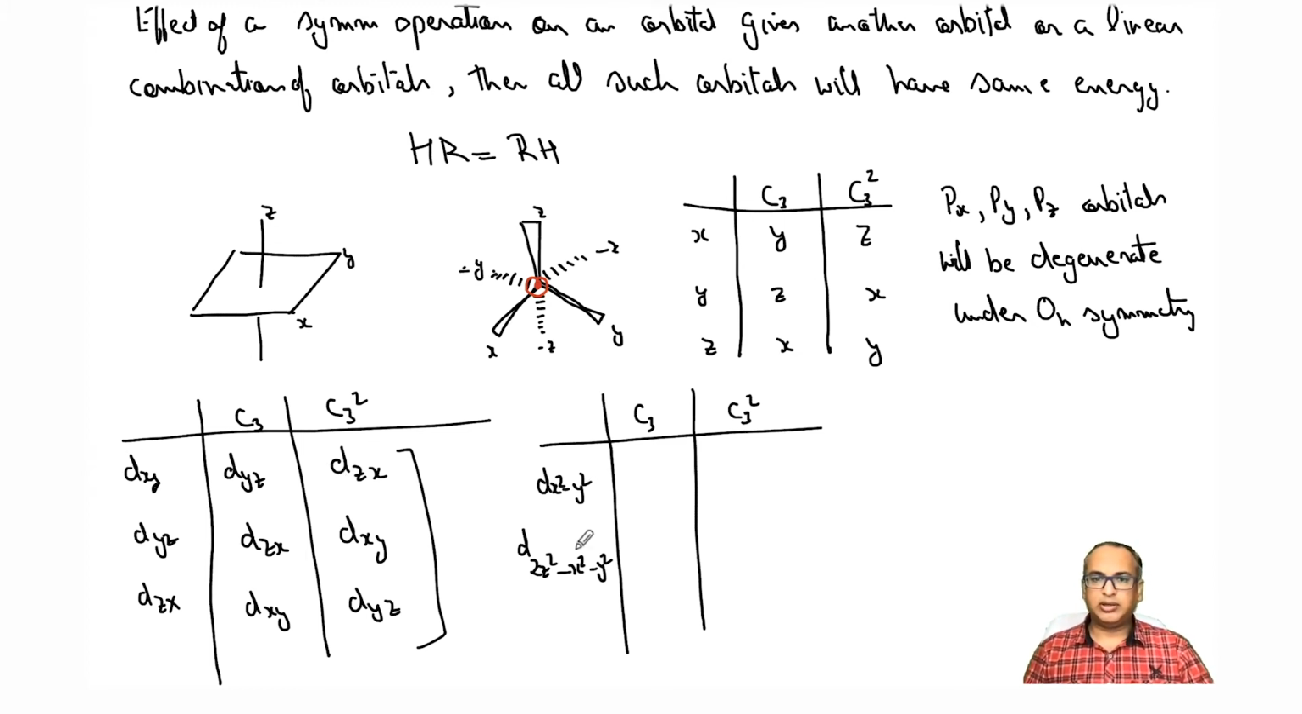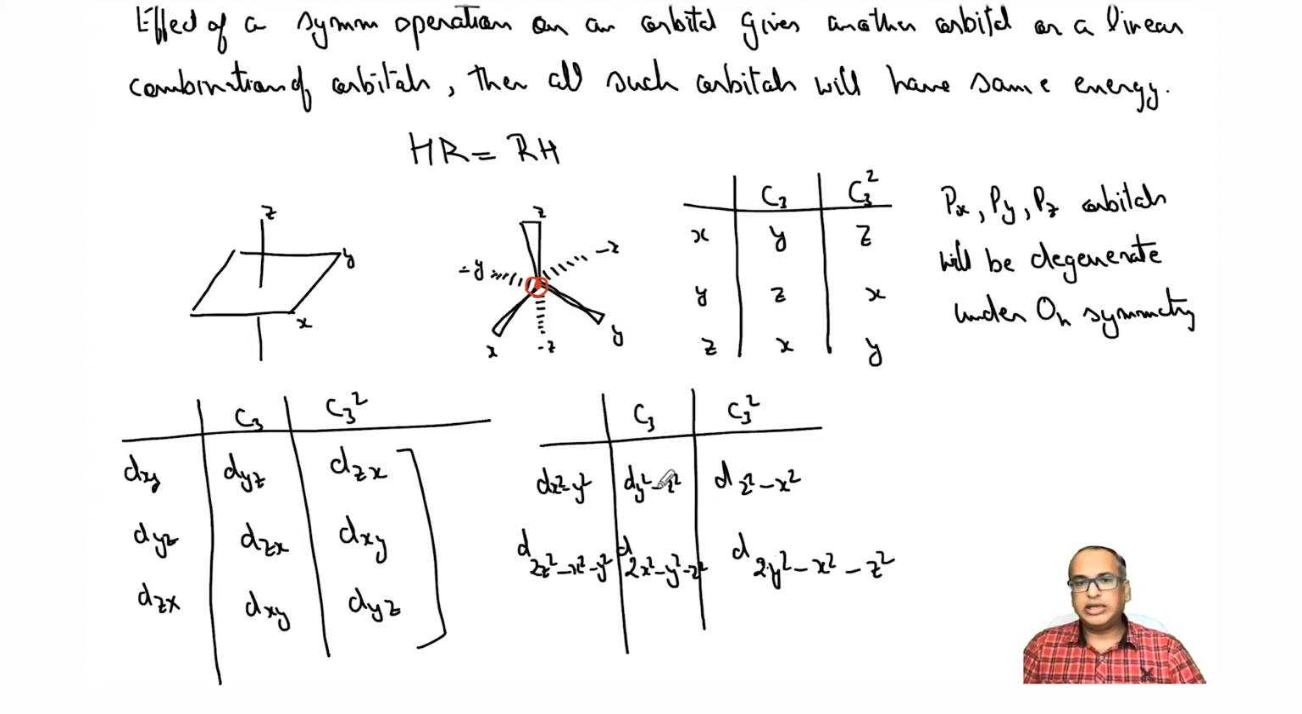Now let us look at this one. If you do C3 on x square minus y square, you will get y square minus z square and z square minus x square. Similarly, if you do C3 on this, you will get 2x square minus y square minus z square, and here z goes to y, so we get 2y square, and y goes to x, so x square minus z square. So I hope this is clear.